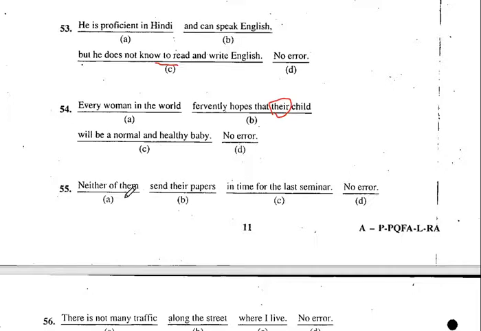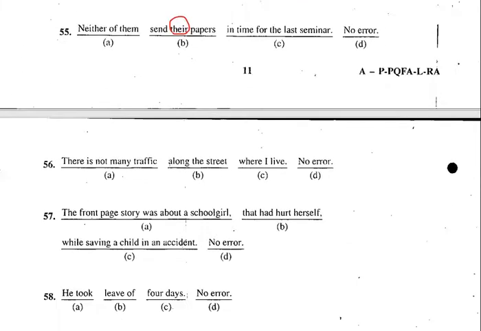Neither of them. Only one is there. So again, see here. Error isn't there, only there in place of there. What will come in place of there? Neither of them send his or her paper. So okay, paper only it will come. His or her paper.